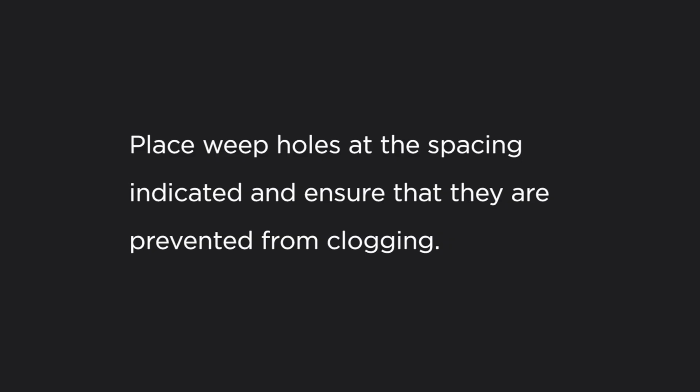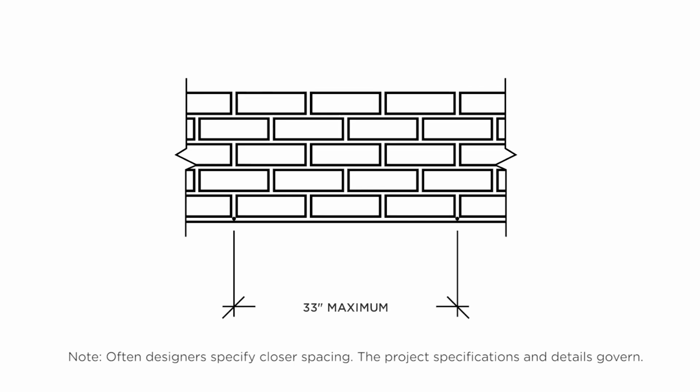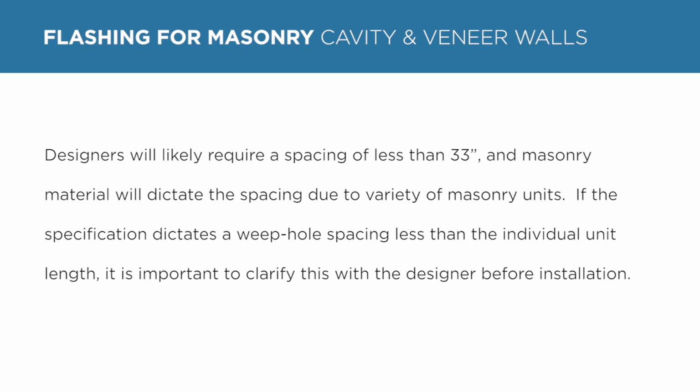Place weep holes at the spacing indicated and ensure that they are prevented from clogging. Code requires that designers use a maximum spacing for weep holes of 33 inches on center. Designers will likely require a spacing of less than 33 inches, and masonry material will dictate the spacing due to the variety of masonry units. If the specification dictates a weep hole spacing less than the individual unit length, it is important to clarify this with the designer before installation.